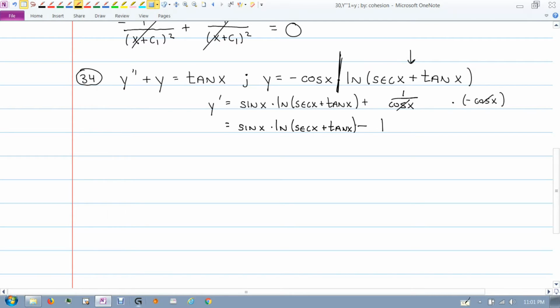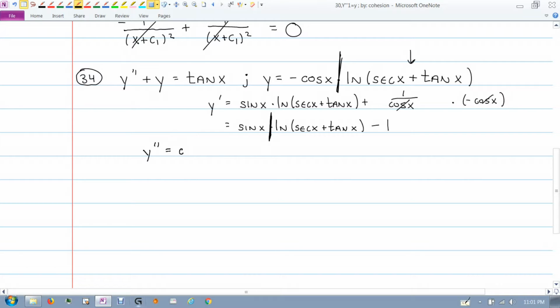Alright, so that's my second derivative. Minus 1. Alright, so let's take, oh, that's only my first derivative. I need a second derivative. So for the second derivative, again, I have a product right there.